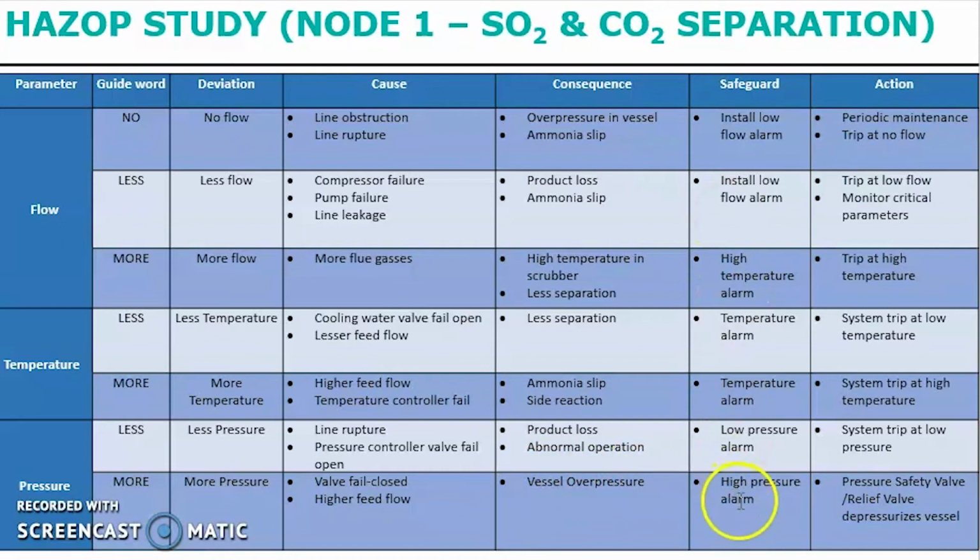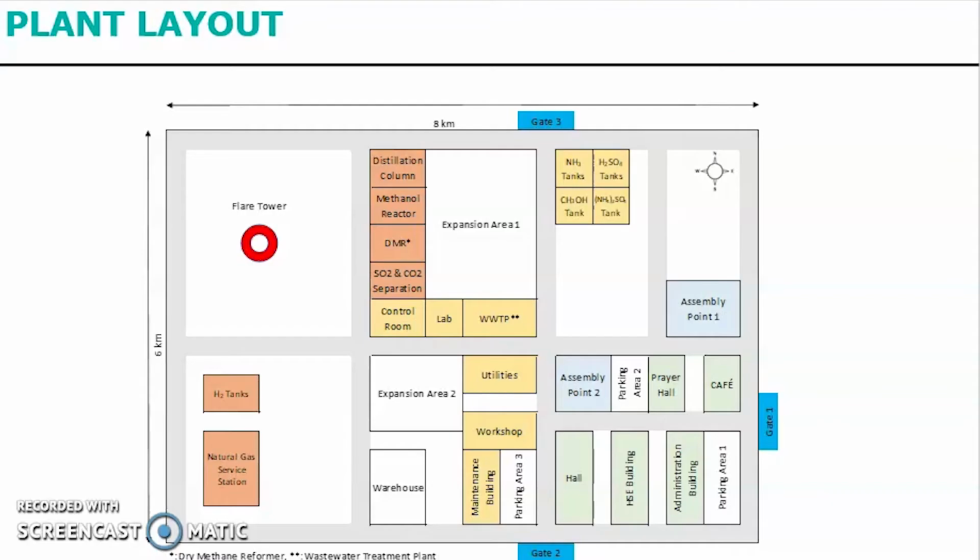The safeguard is a high pressure alarm, and the action that should be taken is that a pressure safety valve or relief valve should be installed to depressurize the vessel in case of overpressure.